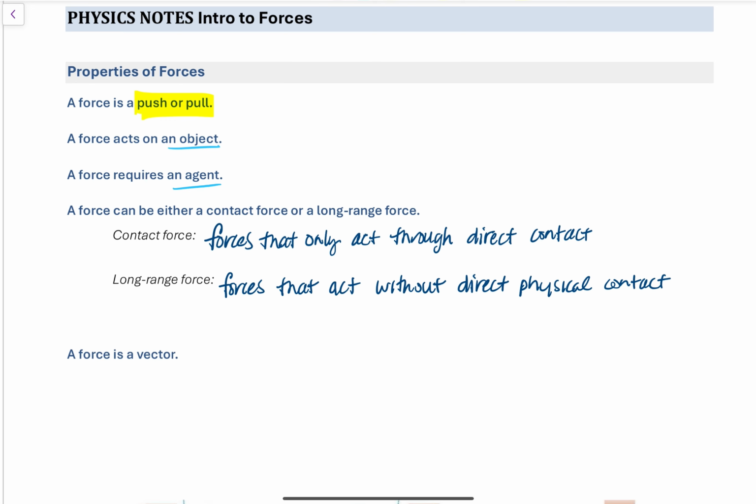So when we are thinking about our different situations or scenarios, we are going to be focusing on the perspective of the object. So we'll define the object, and we want to think about all of the forces acting on that object. And we want to remember that every force we say is acting on that object has an agent. We should be able to identify what is doing the force, or what is creating or exerting the force, the push or the pull.